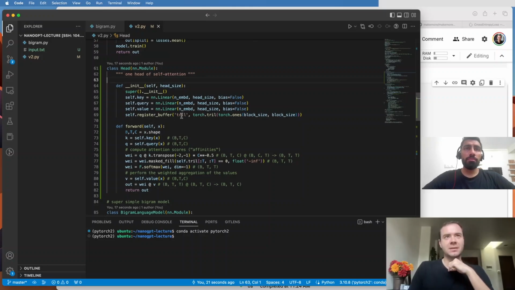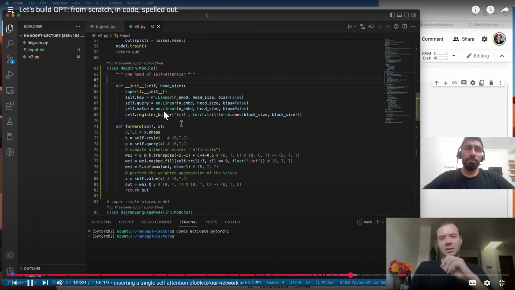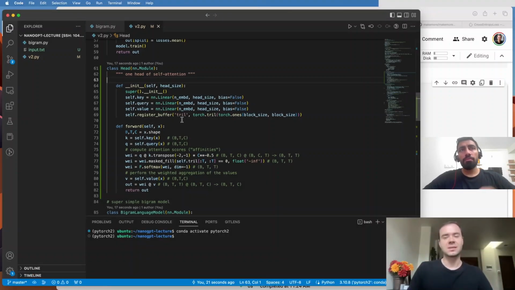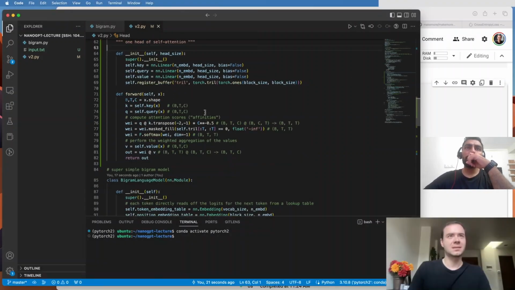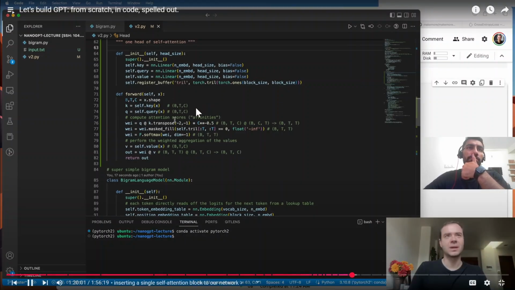Now here, I'm creating this tril variable. tril is not a parameter of the module. In PyTorch naming conventions, this is called a buffer. It's not a parameter, and you have to assign it to the module using register_buffer. So that creates the tril, the lower triangular matrix. And when we're given the input x, this should look very familiar now. We calculate the keys, the queries, we calculate the attention scores inside wei.